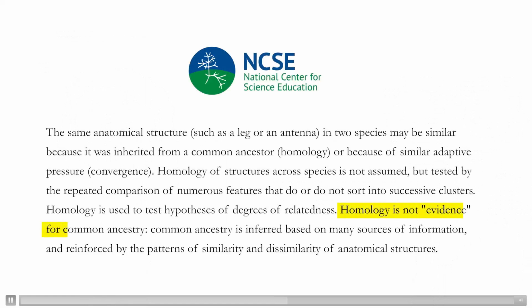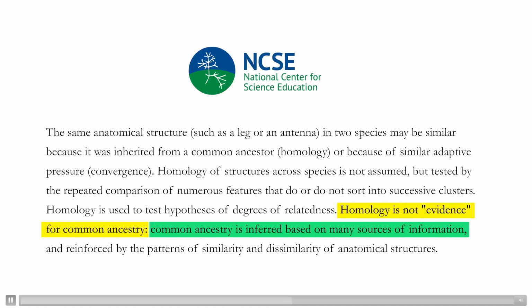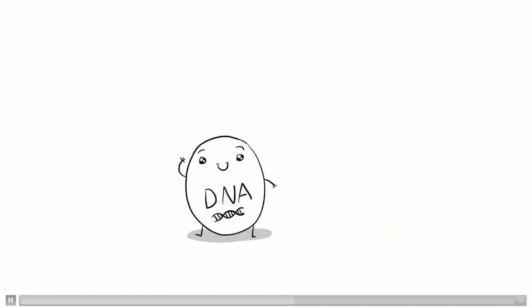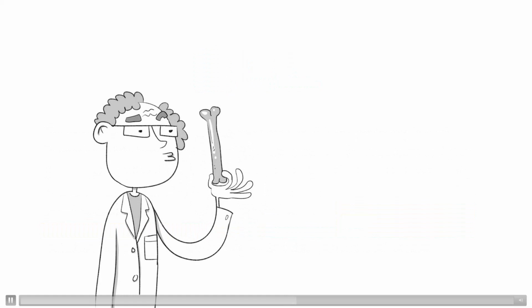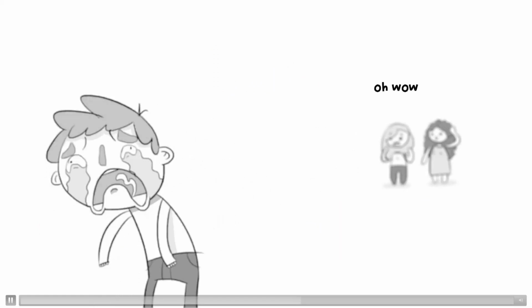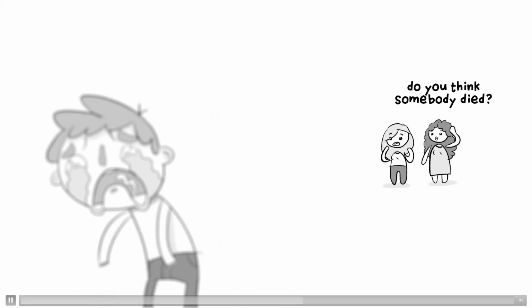Other attempts were made to escape the circularity, but they had to give up on homology as evidence, and instead they looked to other lines of evidence for common ancestry, namely DNA. Eyeballing bones was a bit subjective anyway. It's kind of like trying to guess what someone's thinking by looking at their face. Oh wow, I wonder why he looks so sad. You think somebody died? It's hit or miss.